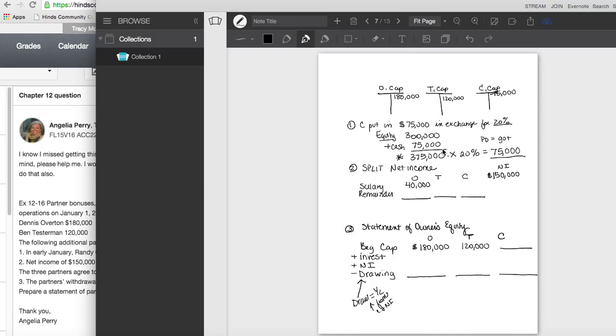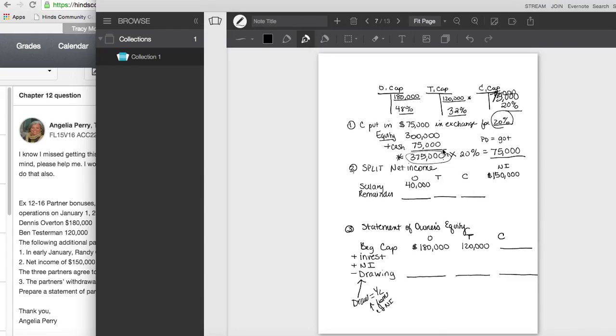Let me write this so you can see it a little bit better. I'll just write over that, sorry. And then later on, we're going to have to figure out their percentage of ownership. And so 20% is $75,000. We know that. To figure out their new percentage of ownership, you'll take $180,000 divided by $375,000 to see that O now owns 48% of the company. $120,000 right here divided by this $375,000 is 32% of the company. We'll use that in number 3.